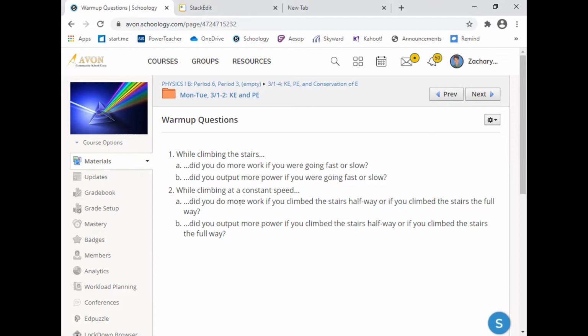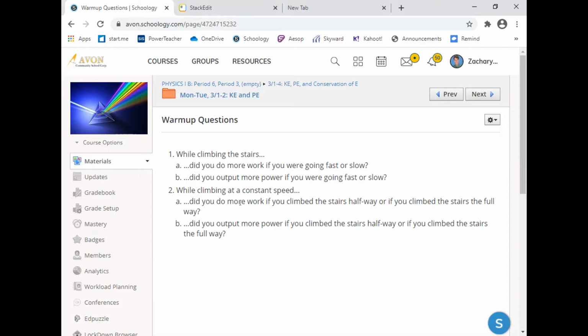Grant, Trey, what do you think? More power if you go halfway up the floor. Why? Okay, so you're saying that you're working for more time. Okay, fair enough. Well, the more time meant more power. Do you agree, Camille, that you do more power if you go higher? Yeah, you all agree.